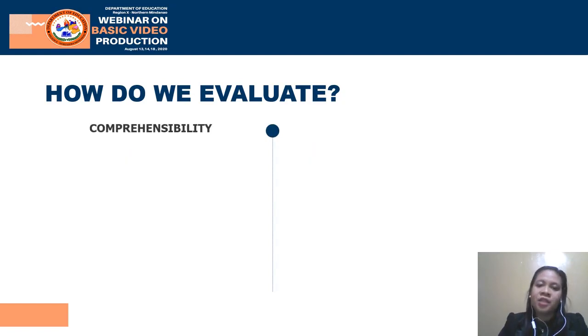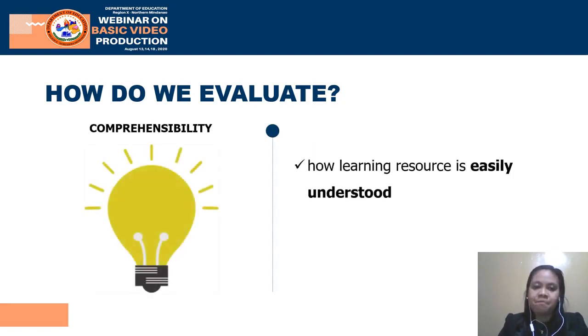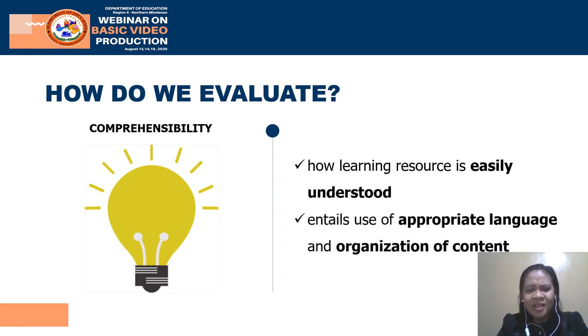The second one is comprehensibility. Comprehensibility means how easily our learning resource is understood. Can they understand our presentations? This also entails the use of appropriate language and organization of content. Of course, we have to make sure that our video instructions are logically presented and easy to follow, and that they use language and vocabulary that is suitable for the age group of our viewers.